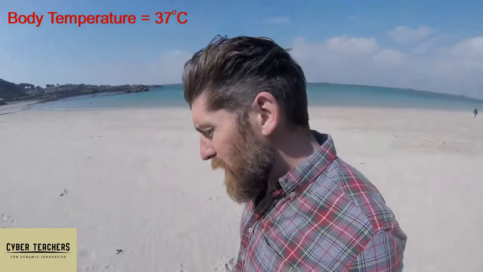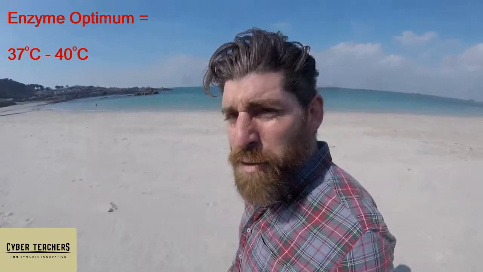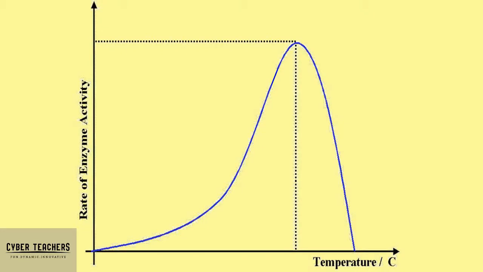And as body temperature is around 37 degrees, most enzymes have an optimum between 37 and 40 degrees C. Above 40 degrees C, you're determined to have a temperature and be unwell, because it's rather unusual to be operating at 40 degrees C. So let's take a look at this graph.